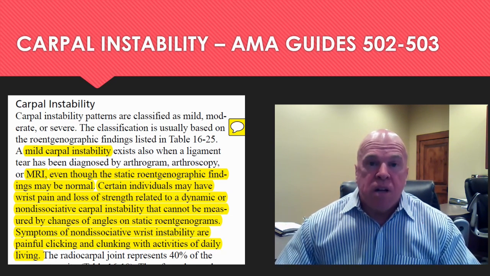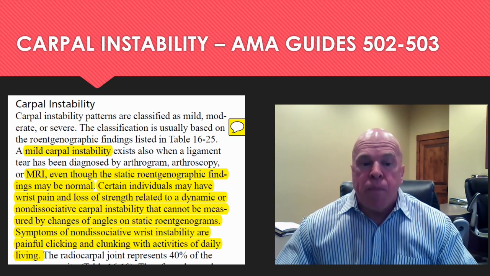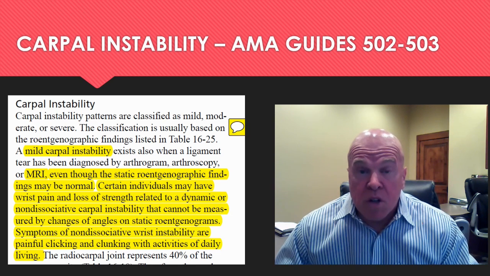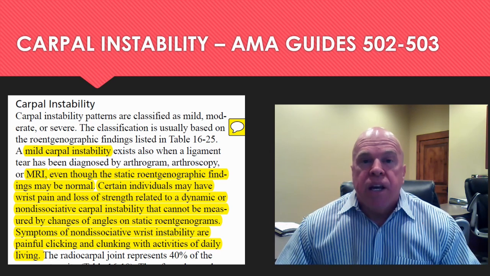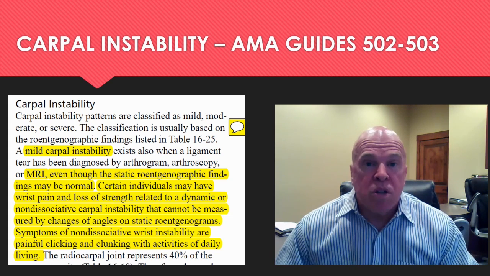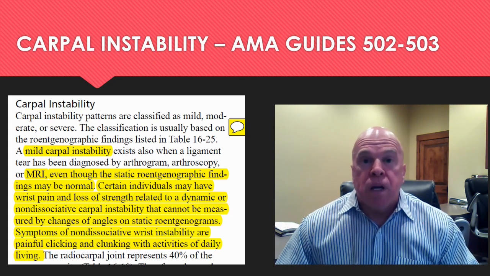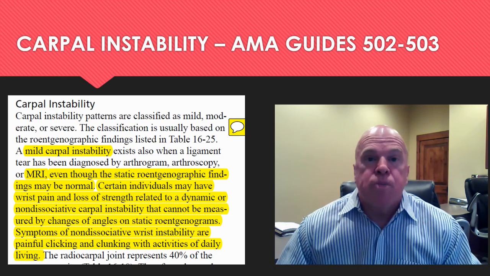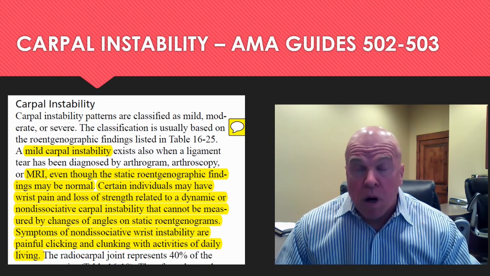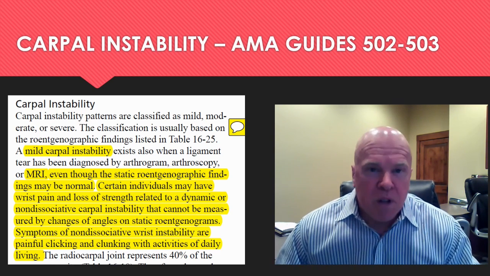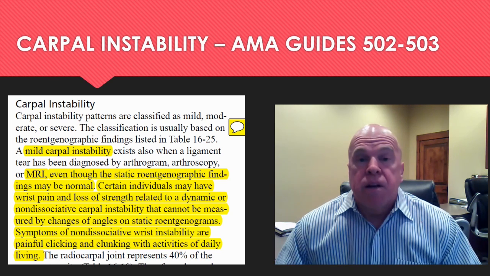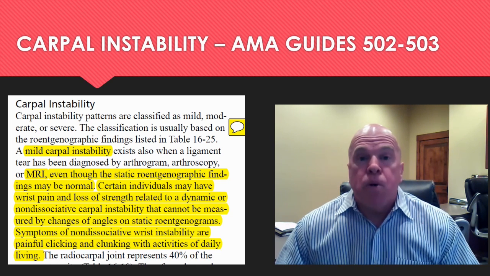So the symptoms of a non-dissociative wrist instability are painful clicking and clunking with activities of daily living. So this is what you're going to question your examinee about in your activities of daily living assessment. Do you have pain and clicking in the wrist? Does the wrist ever click and clunk with gripping, grasping, lifting, and rotating the wrist? If the examinee reports painful clicking and/or clunking, and you are able to reproduce the painful clicking and clunking on physical examination, then this examinee would also qualify for non-dissociative carpal instability.